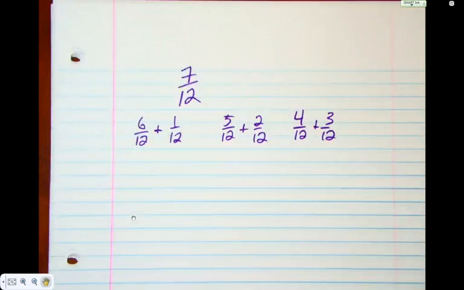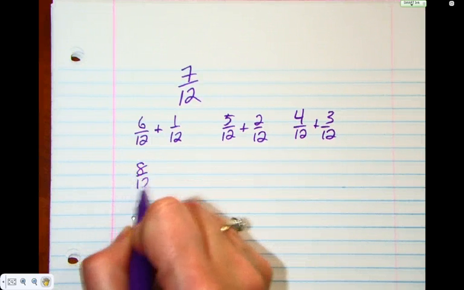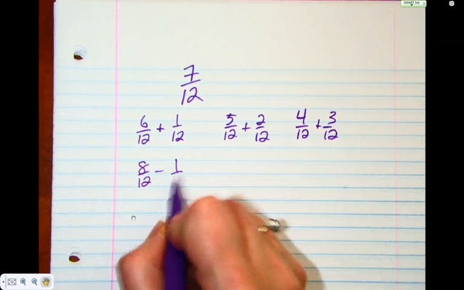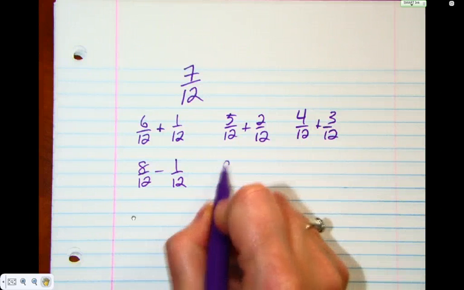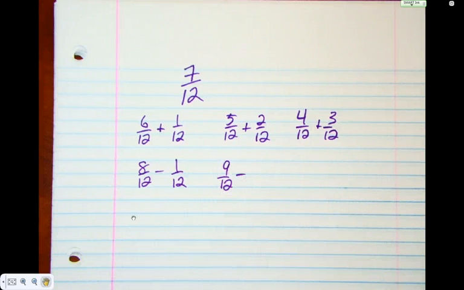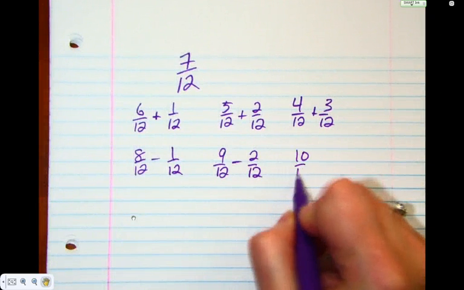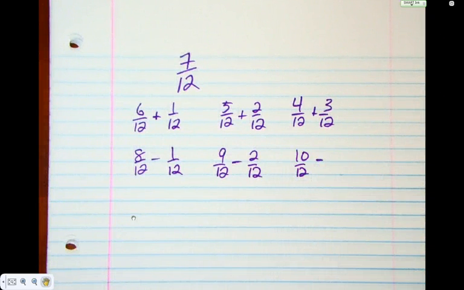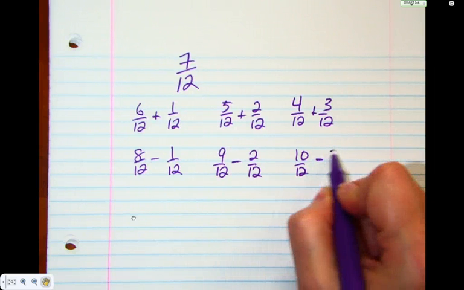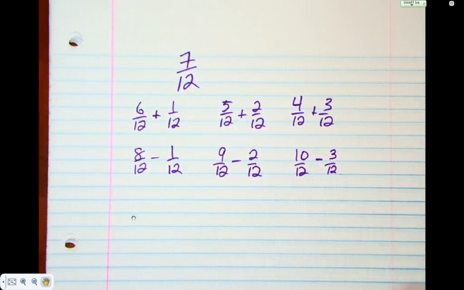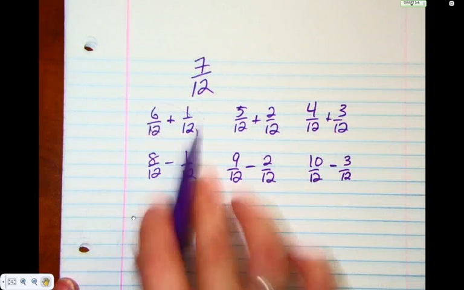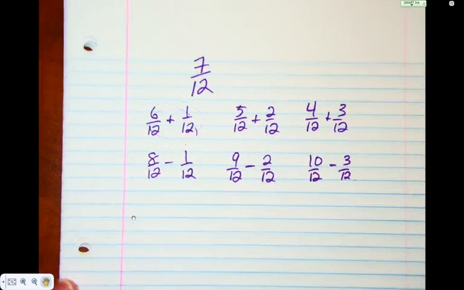Okay, well, what if I subtracted? I could have done 8 on 12 minus 1 on 12. I could have done 9 on 12 minus 2 on 12. I could have done 10 on 12 minus... How long could we keep playing this game? Forever. Okay. If this is what I started with, can I reduce any of them?